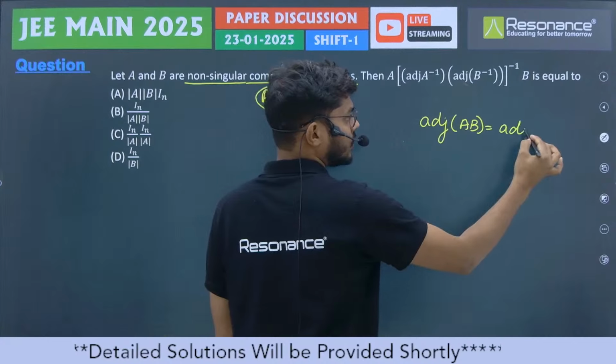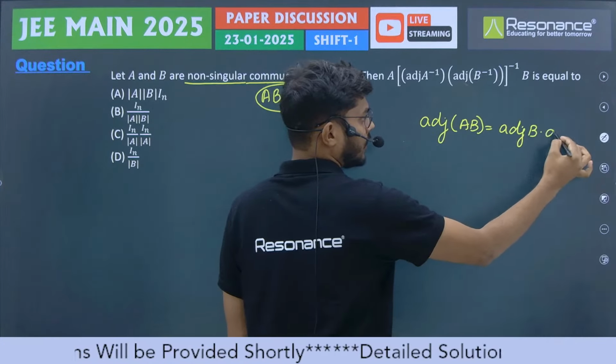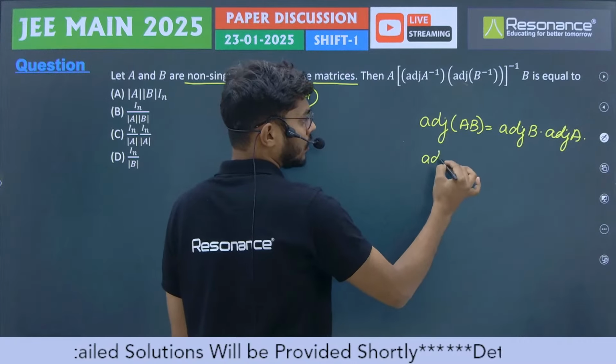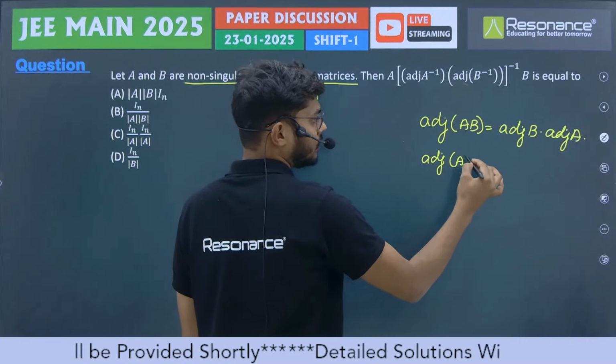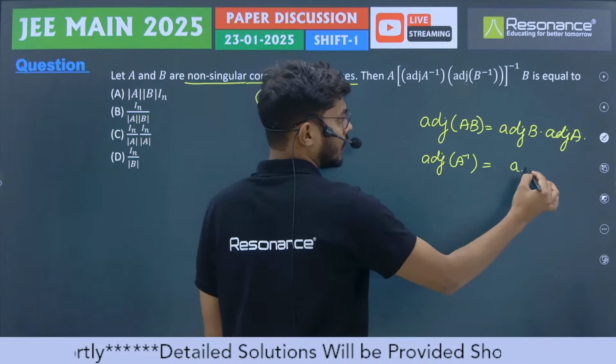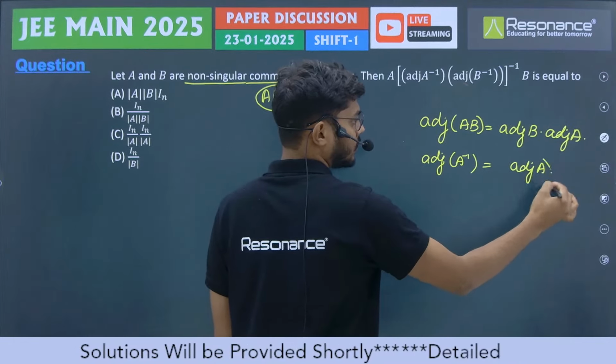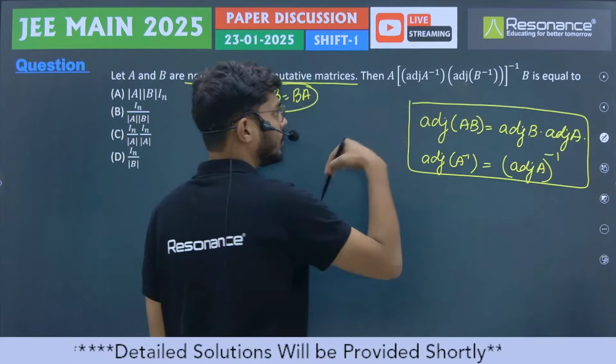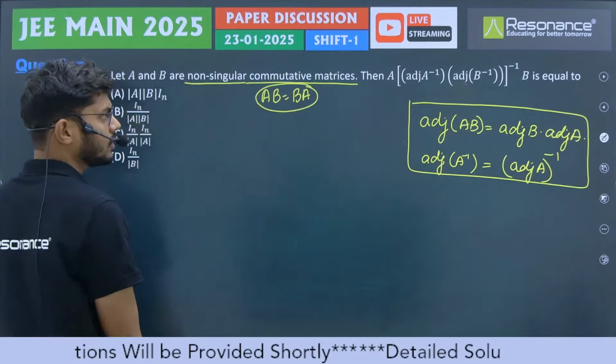Answer is nothing but adjoint of B into adjoint of A, right? As well as what is adjoint of A inverse? Which is nothing but adjoint of A whole inverse. These two properties we will use to solve this question, a very simple question. So let us discuss how to solve.